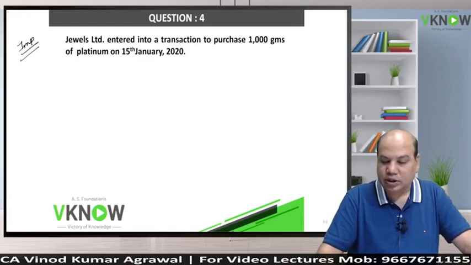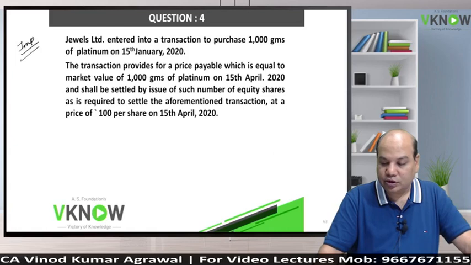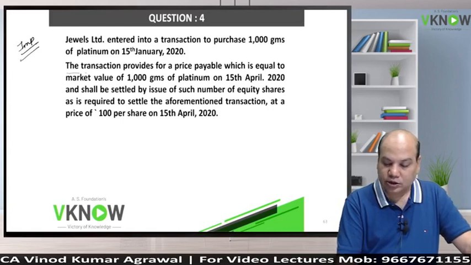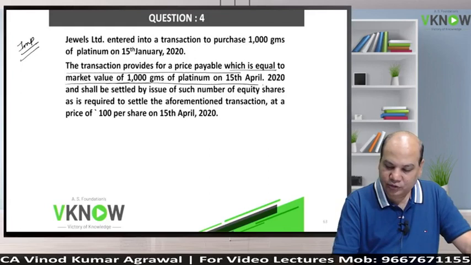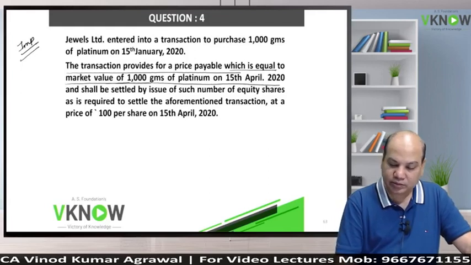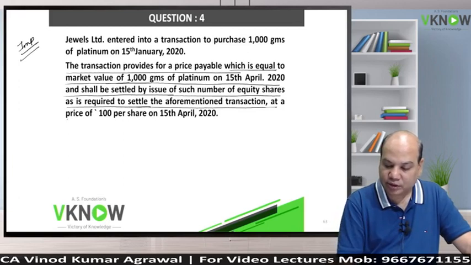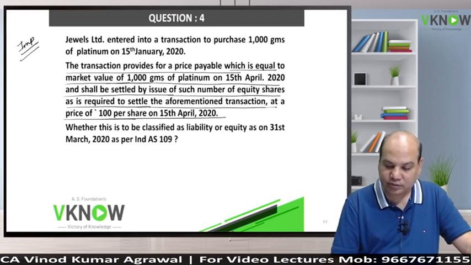Jewel Limited entered into a transaction to purchase 1000 grams of platinum on 15 January 2020. The transaction provides for a price payable which is equal to the market value of 1000 grams of platinum on 15th April 2020 and shall be settled by issue of such number of equity shares as is required to settle the aforesaid transaction at a price of 100 rupees per share on 15th April 2020. Whether this is to be classified as a liability or equity as per Ind AS 109.